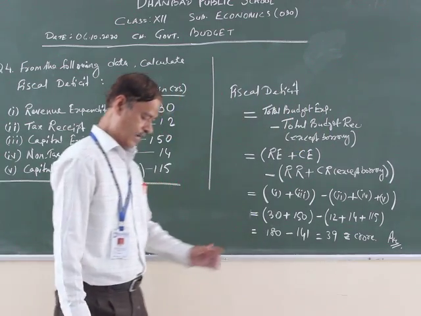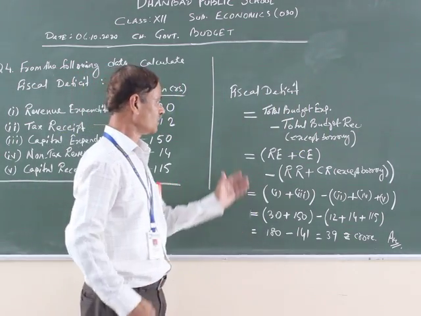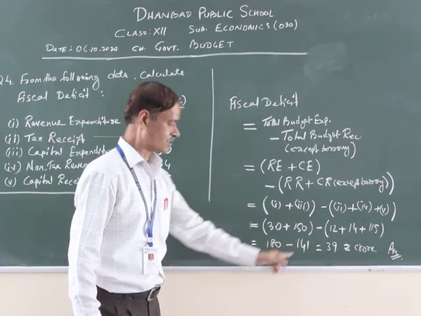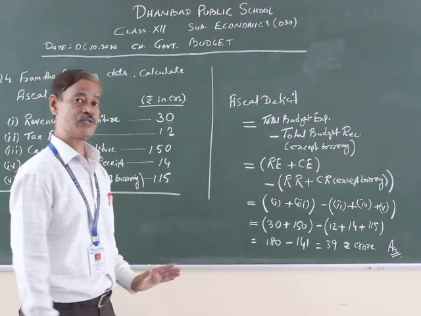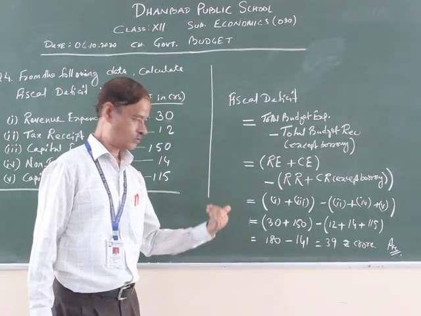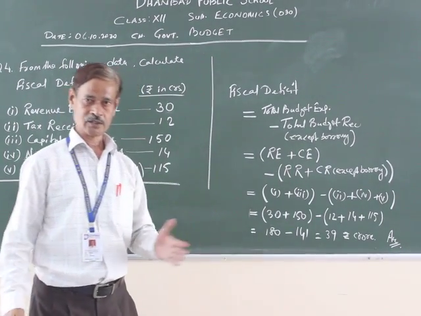Lastly, you should write the answer in statement form like this. Thus, the fiscal deficit is 39 rupees crore. That's all. Then after this we will go to the next question. Till then, thank you.